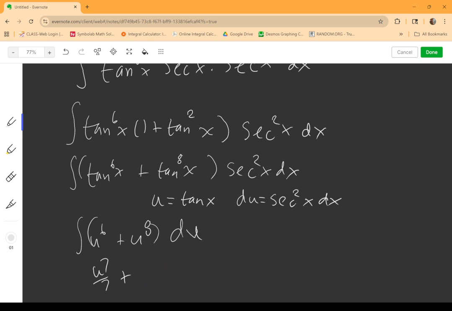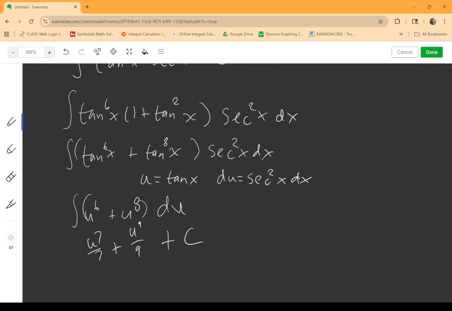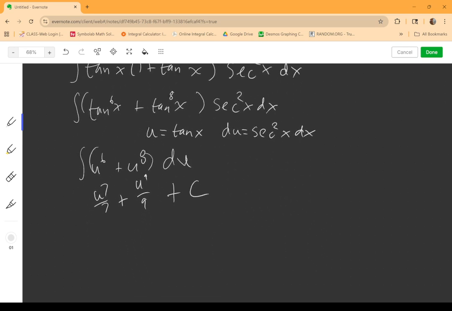U to the 9th over 9, and again, don't forget the plus c. And then we're done. The hardest part was getting the substitution. Then just back substitute. So we get tangent to the 7th of x over 7 plus tangent to the 9th of x over 9, and of course, plus c.